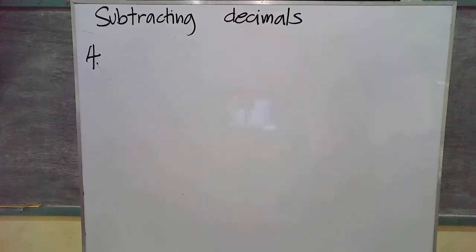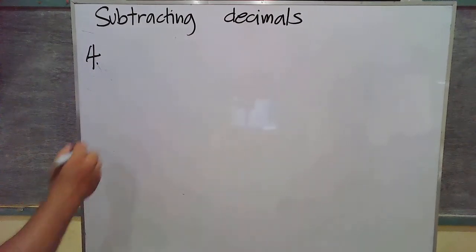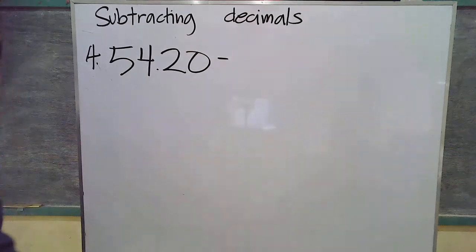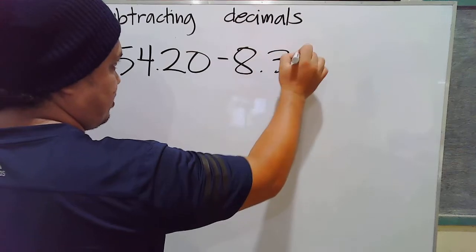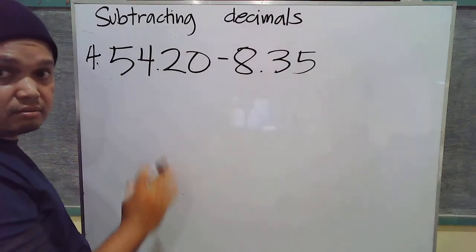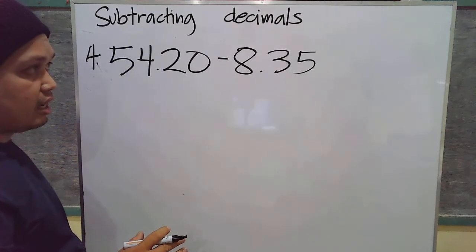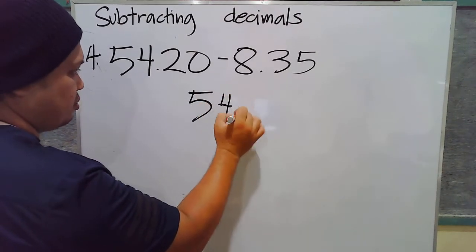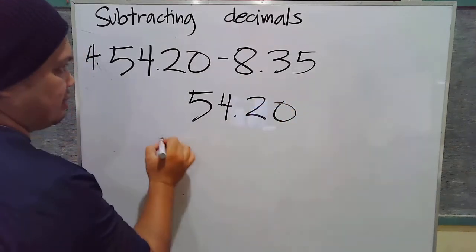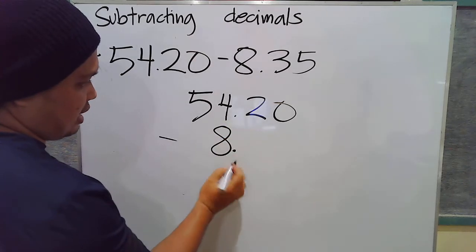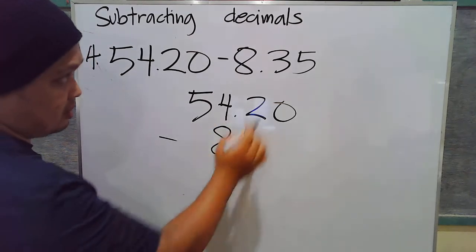Let's have 54.20 minus 8.35. 8.35. Subtracting decimals, the same procedure. Just arrange the decimal numbers in column. Let's do that. 54.20 minus 8.35 will be here, so that each decimal point is aligned to this decimal point. And calculate.